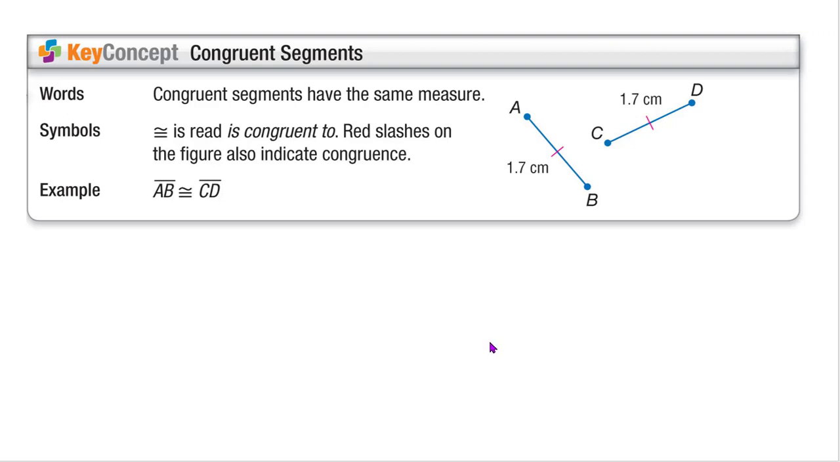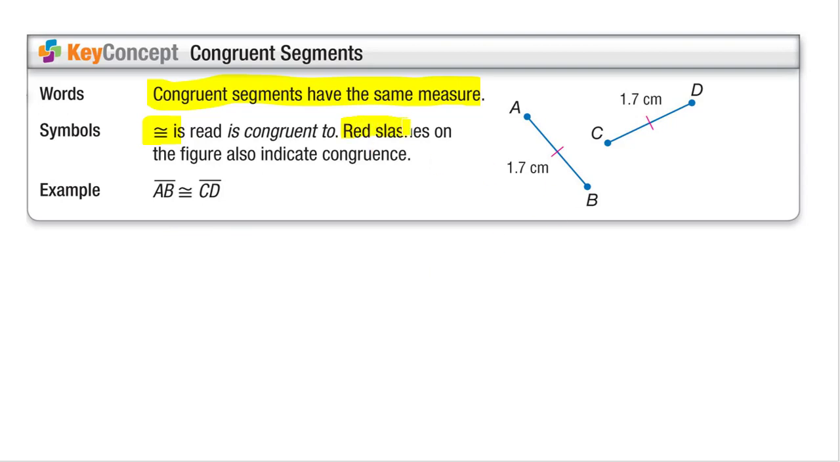Okay, congruent segments. This is important. We're going to be dealing a lot with congruent segments. So make sure you have this definition in your notes. Congruent segments have the same measure. Okay, there's a couple symbols we use. This congruent symbol, so an equal sign with a little squiggly over it, that's a congruent symbol.